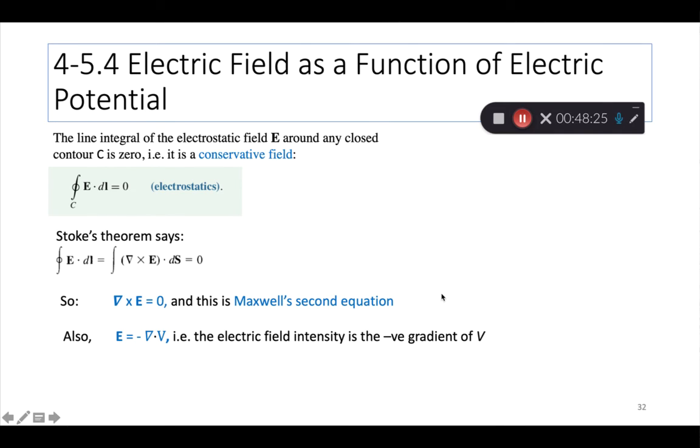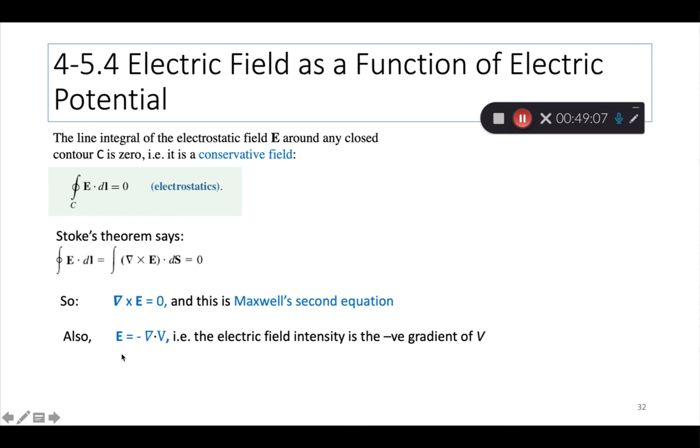You know what? Maybe actually we're almost done. So give me a minute and we'll finish. So the line integral around any closed path equals 0 because it's a conservative field. Okay. Because of electrostatic field E, not electrodynamic, right? Electrostatic field always gives you 0 on this product. And so Stokes' theorem says that this equals this, right? So we write Maxwell's second equation as the curl of E equals 0 for electrostatics.